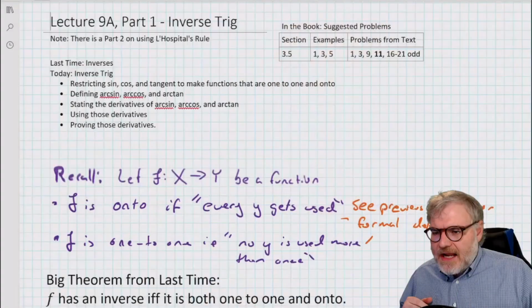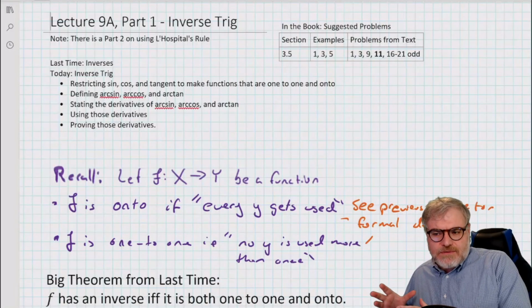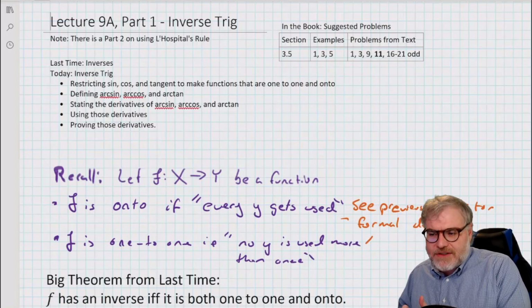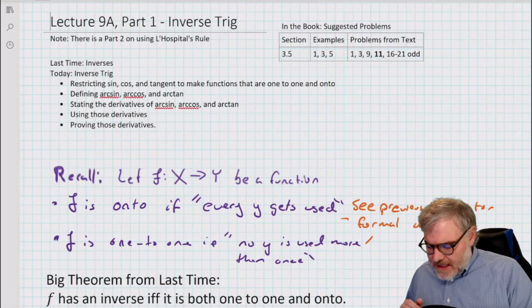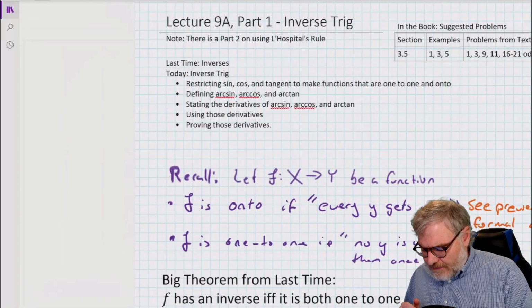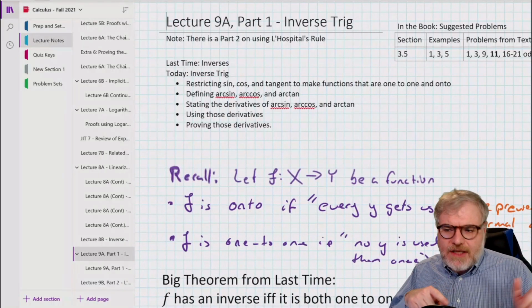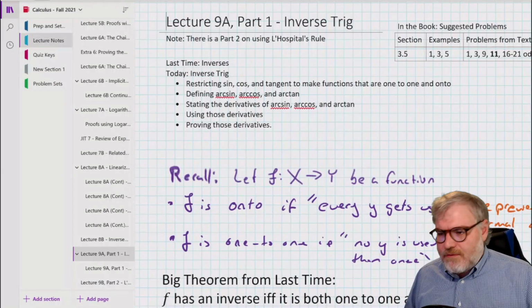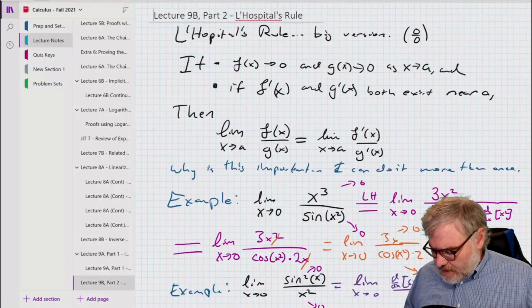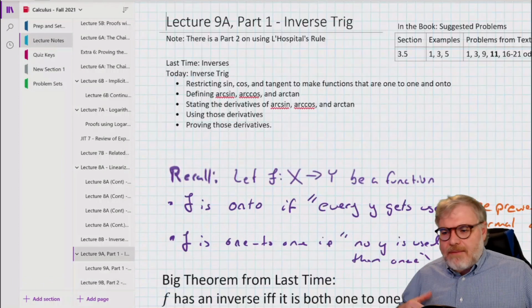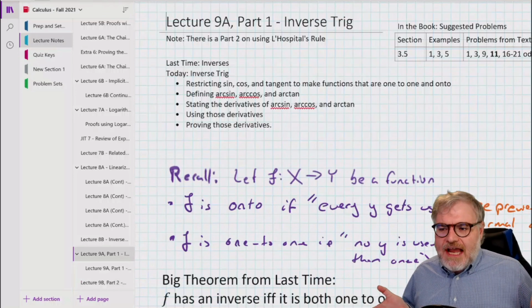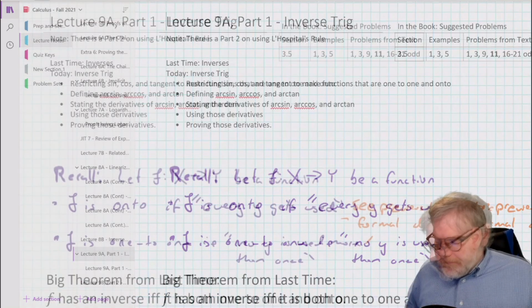So, for a student suggestion, if I have two separate topics in the same lecture, I'm going to split them up. Today's lecture 9A covers two topics that are split into a part 1 video and a part 2 video. The first video is on inverse trig. The second video is on L'Hopital's rule. And both videos are assigned to the class as lecture 9A.